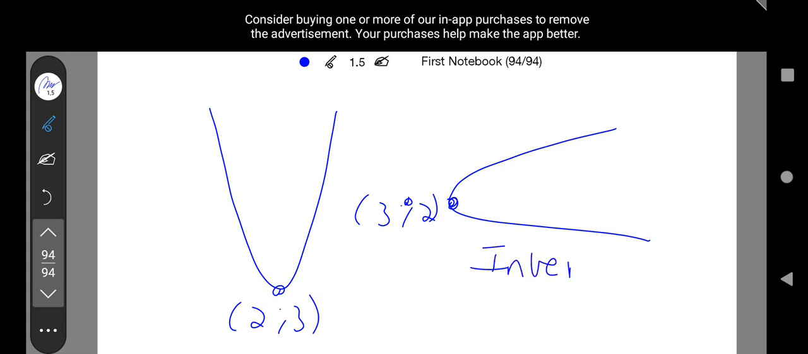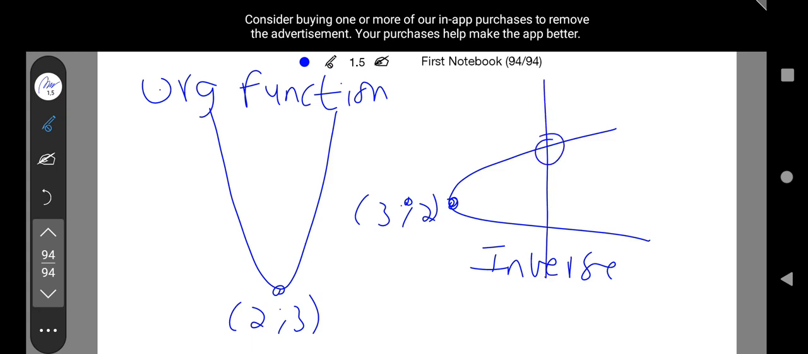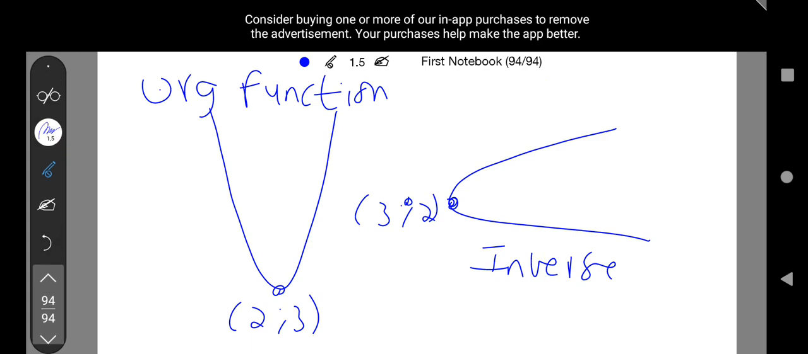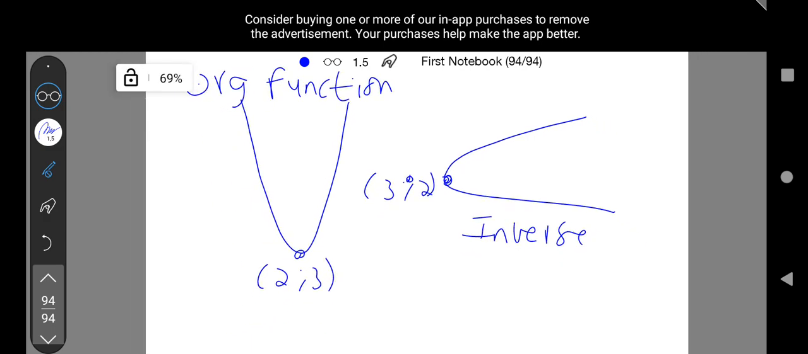So this is the inverse and this is the original function. We want to know, is the inverse a function? We use a vertical line. Because it cuts the graph 2 times, it is not a function. But if it cut the graph once, it would be a function. So the question arises, an examiner is asking you, how can we make an inverse of a parabola a function?